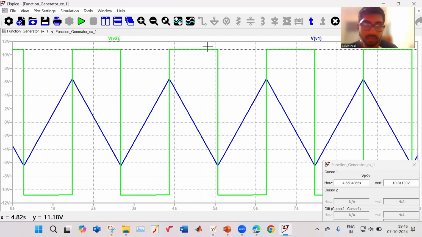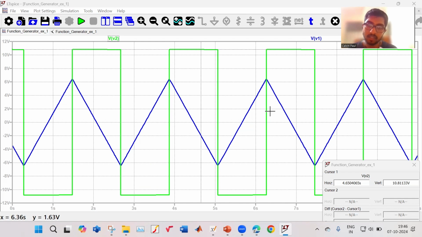This maximum value V1 is not 12. It is actually 10.8 volt. From visualizing we may think it's 11.2, but it is around 10.8. So we should actually get plus 12, but it is coming 10.8.